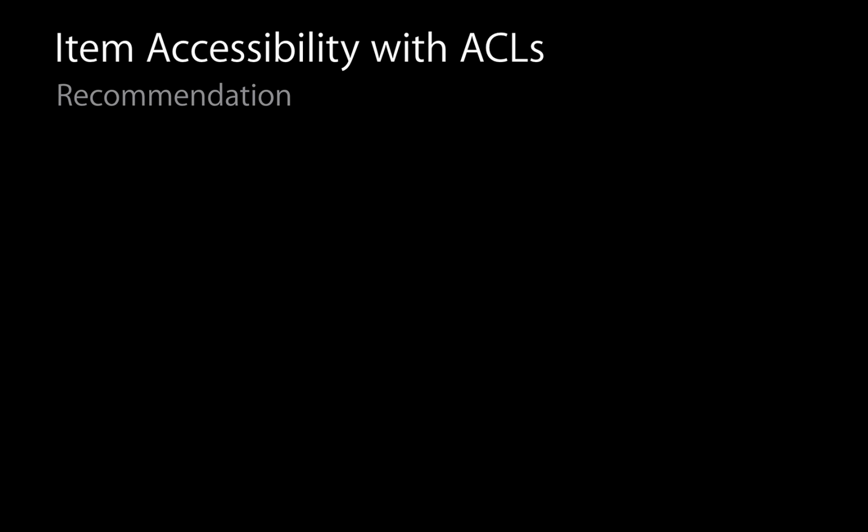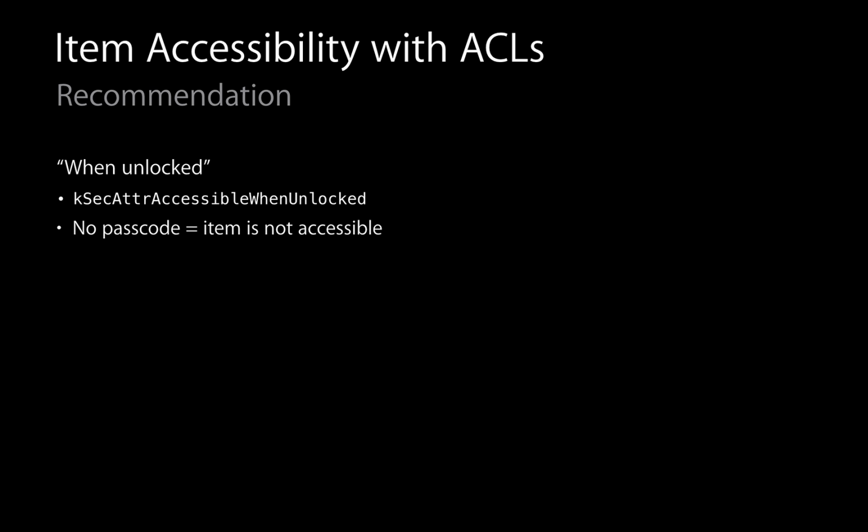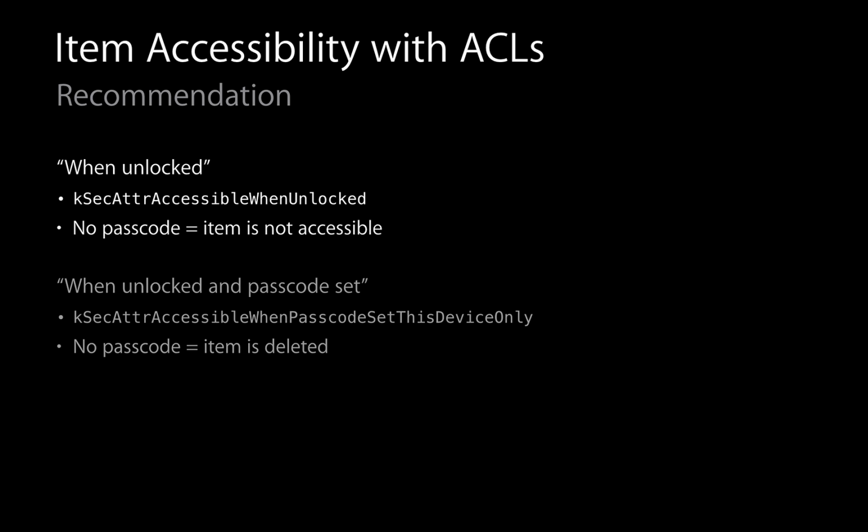And the accessibility you already know, so I will not go into the details, and I will not repeat what Wade already said. But I have a couple of recommendations because the ACLs and accessibility are connected and there are some implications of using them. And one of the implications is that we need the user interface. The user has to authenticate. So the obvious choice of the accessibility class is when unlocked, or the new one, when unlocked and passcode set.